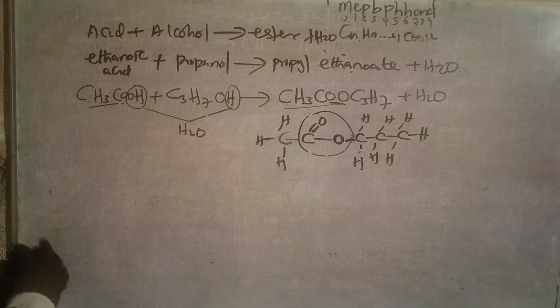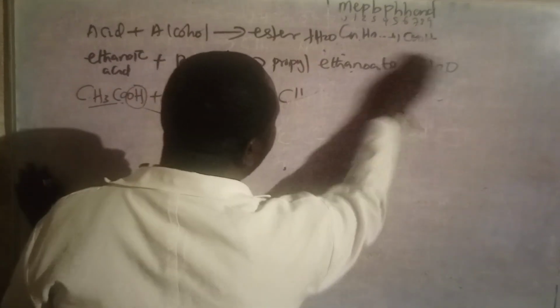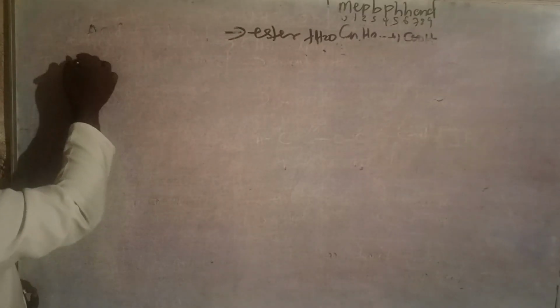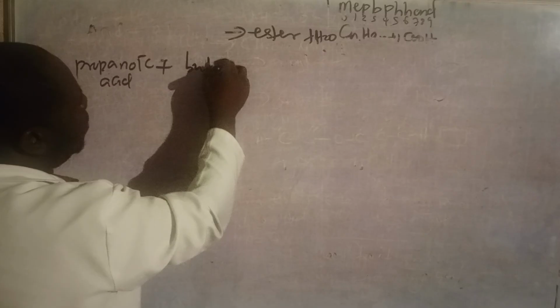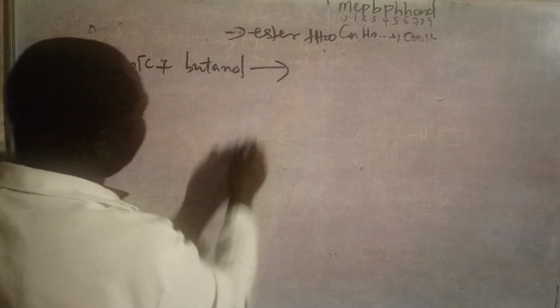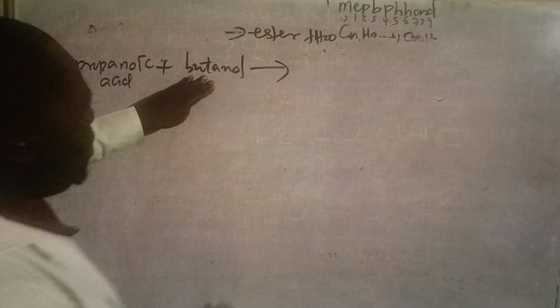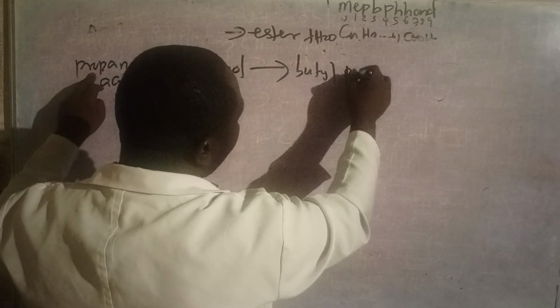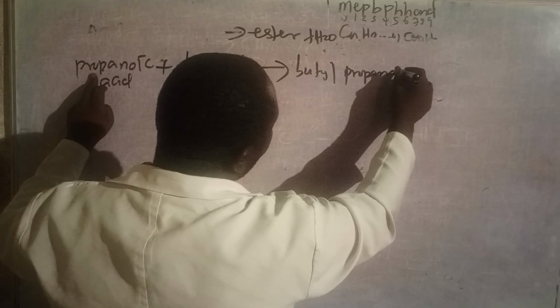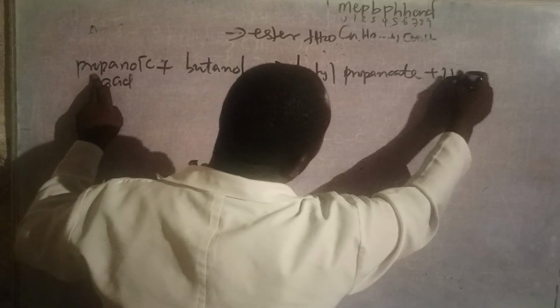Okay. So I'll get another example. I'll use the propanoic acid plus butanol here. So the answer will be, the name comes from alcohol, so it will be butyl propanoate, okay, plus water there, okay.